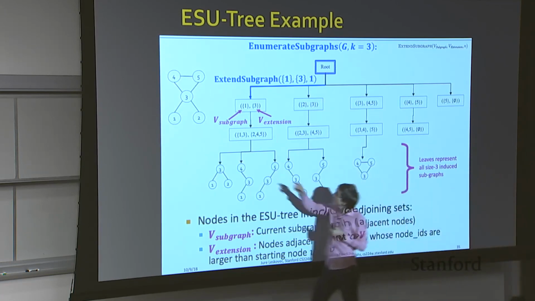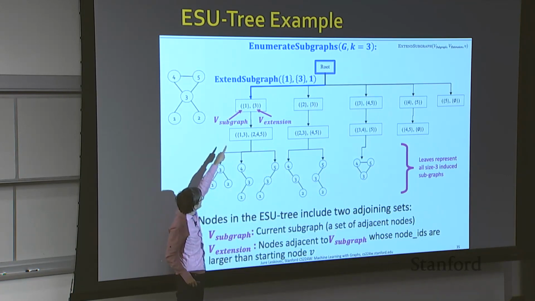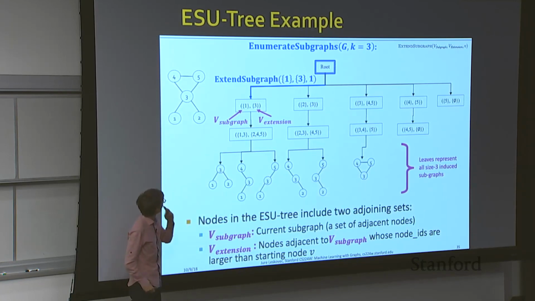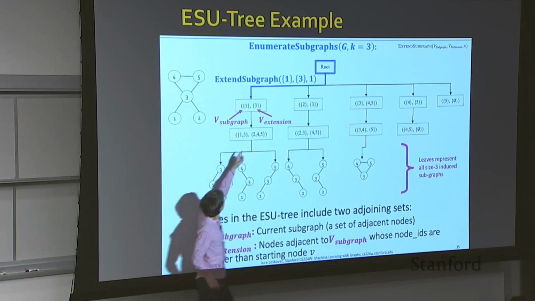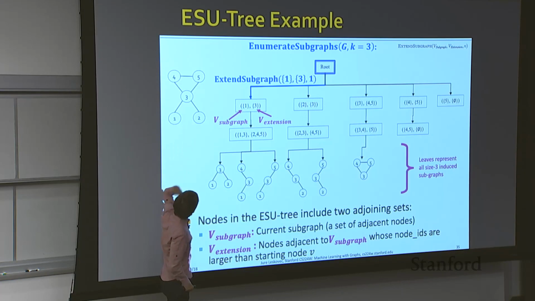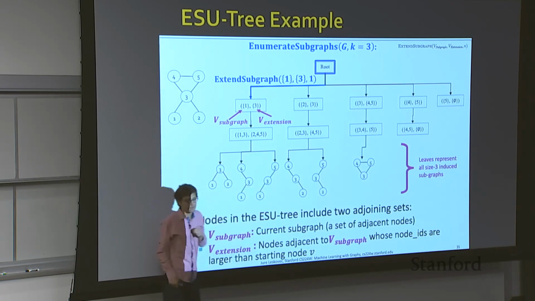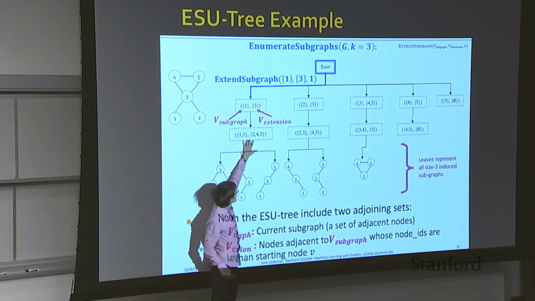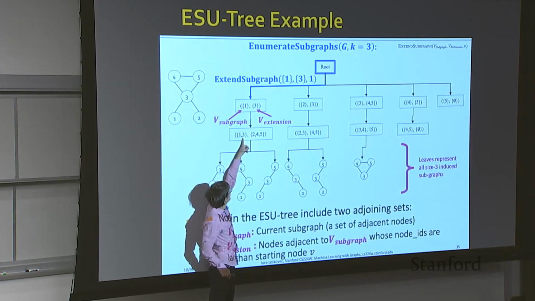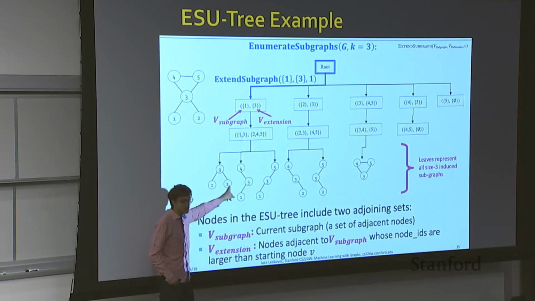Okay? So now that I'm here, I say, okay, let's add node number 3 into my subgraph, and let's compute the new extension. And the new extension set would now be the neighbors of node 3 that are not part of the current subgraph and that have IDs greater than 1. So this would be 2, 4, and 5, right? And now I'm here and I say, let me take number 2, put it into my subgraph. I notice that now I have 3 nodes and I terminate. So I have generated this subgraph.